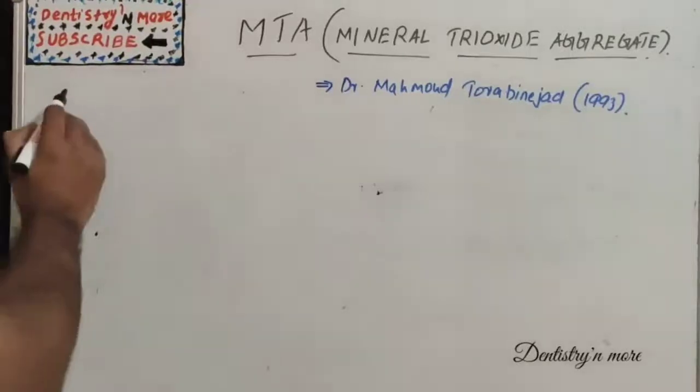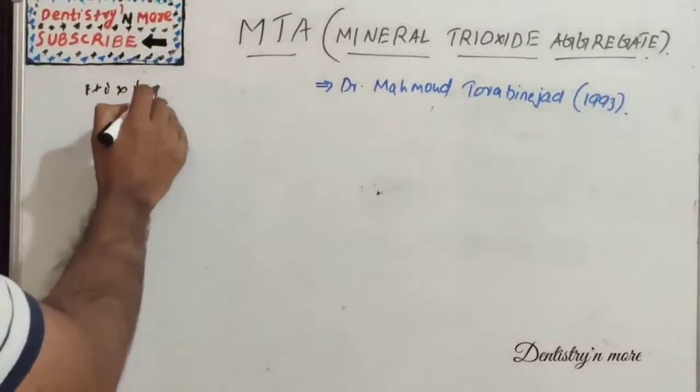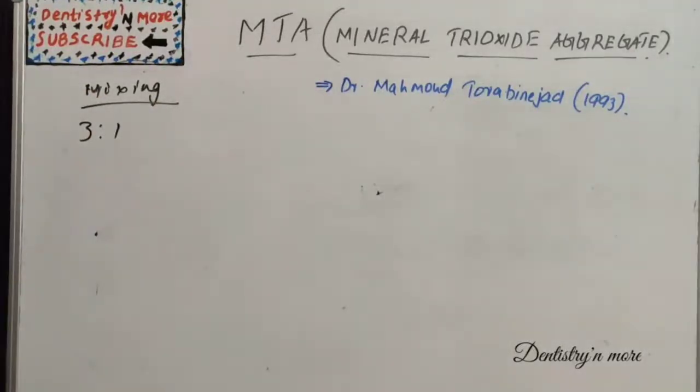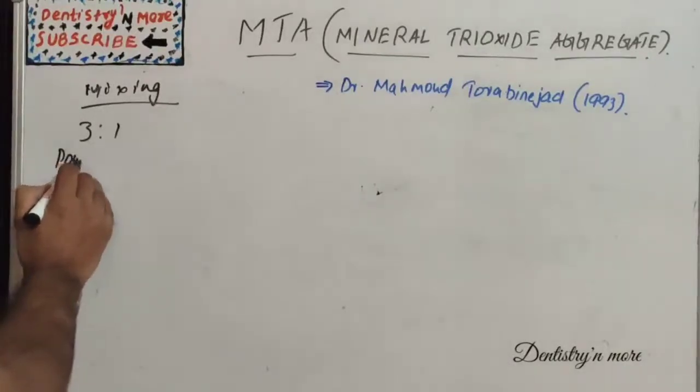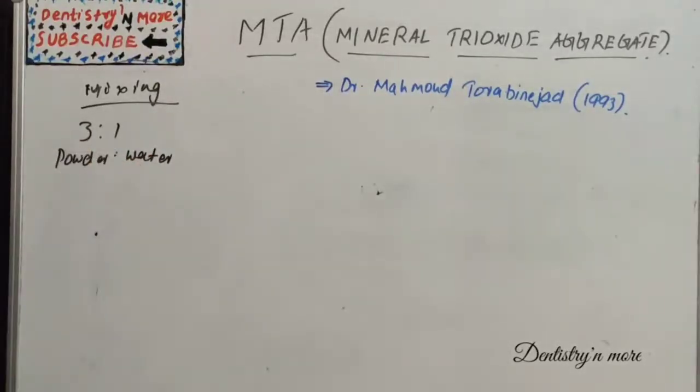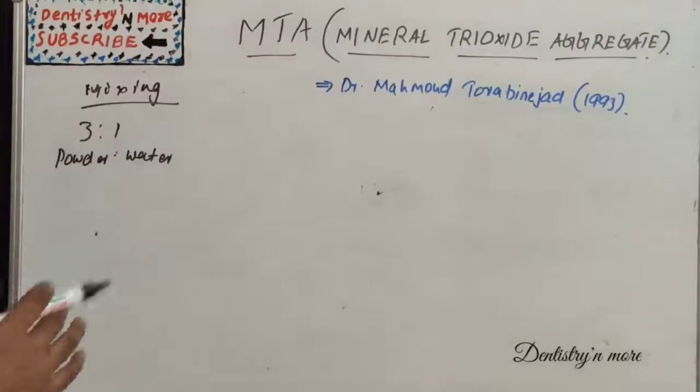Next, about the mixing of MTA. It commonly follows the 3:1 pattern. The MTA paste is obtained by mixing 3 parts of powder and 1 part of water, to get a putty-like consistency. We can mix it on a paper or even on a glass slab using a plastic or metal spatula. Then this mix is placed in the desired location and condensed lightly with a moistened cotton pellet. So that is about mixing.